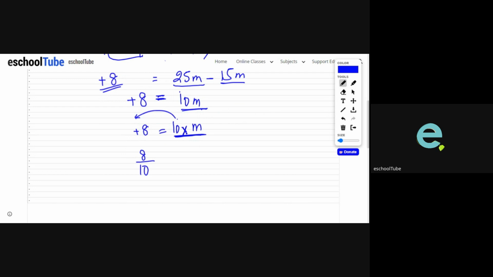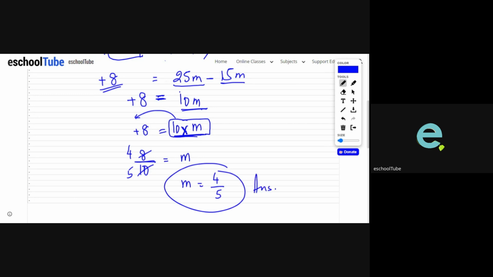यहाँ पे 10 क्या हो रहा है? 10 यहाँ पे मल्टीप्लाई था, मल्टीप्लिकेशन का ऑपरेशन था. इसको आपने इनवर्स किया, तो जब यहाँ लाया, it becomes division. और यहाँ पे only m is there. So m is equal to 8 upon 10. This is the answer. Now you can keep it in the lowest term. 2 4s are 8, 2 5s are 10. So m is equal to 4 upon 5. This is your answer. Okay.